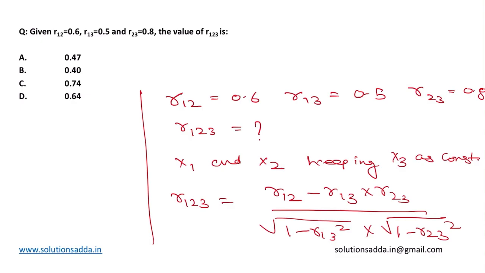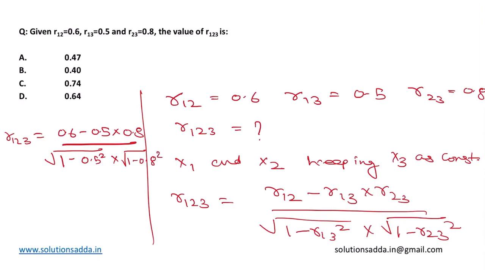While solving this, R123 equals 0.6 minus 0.5 into 0.8, divided by square root of 1 minus 0.5 square into square root of 1 minus 0.8 square.